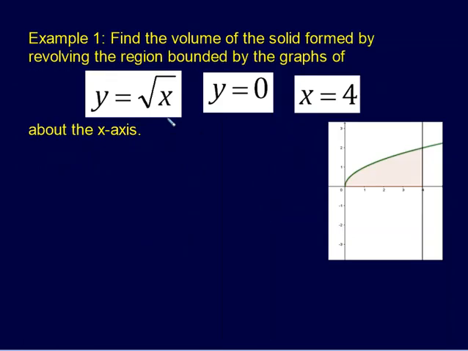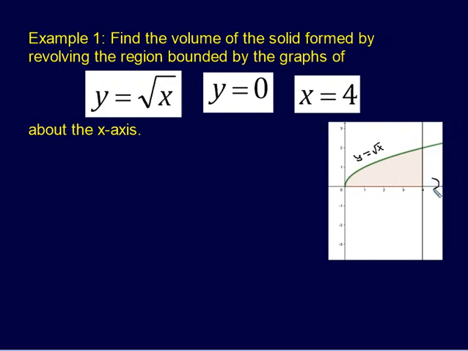Okay, so I've actually drawn a picture of what we want to rotate today. And this is the graph y equals root x. I'm just going to actually highlight them here. The curve is y equals root x. I've got the vertical line x equals 4, and I've got the x-axis here, which is y equals 0.